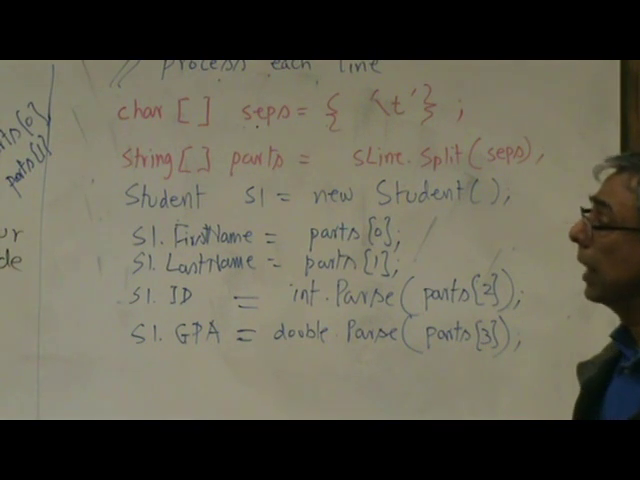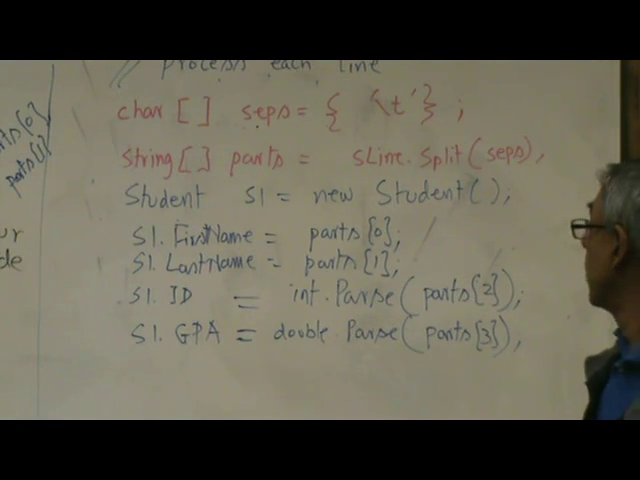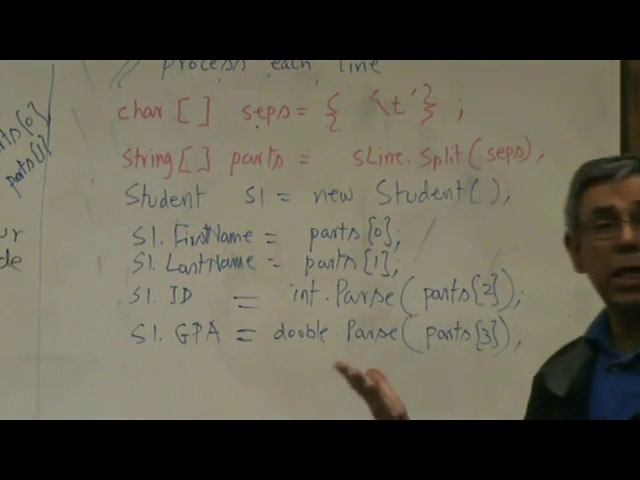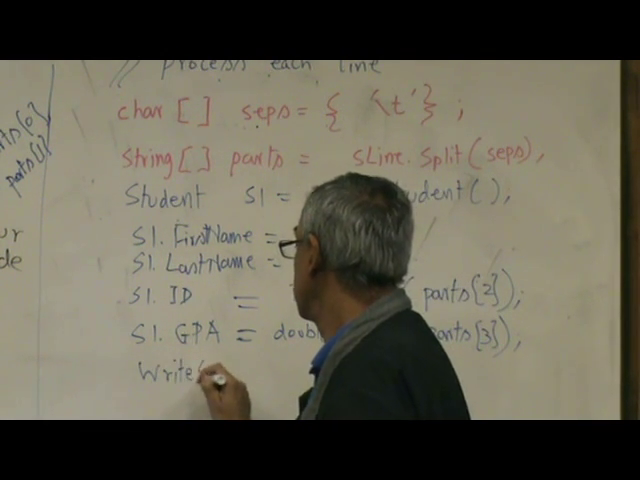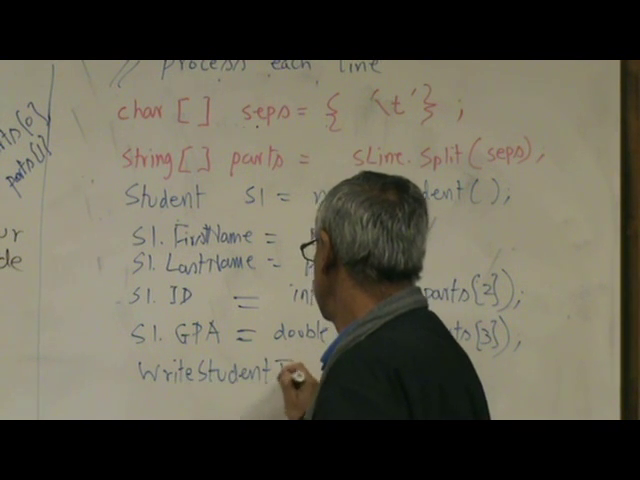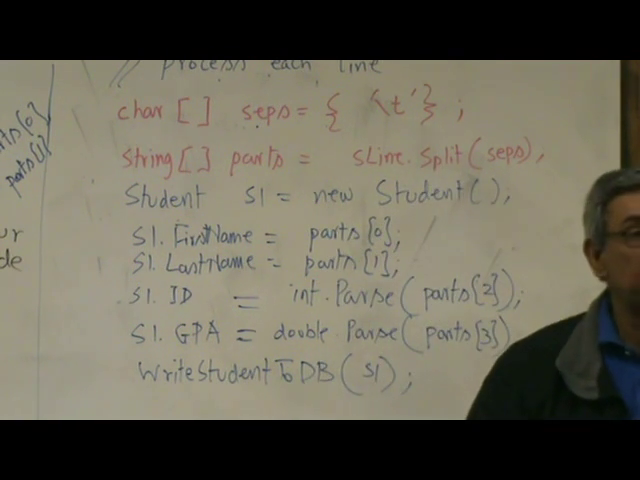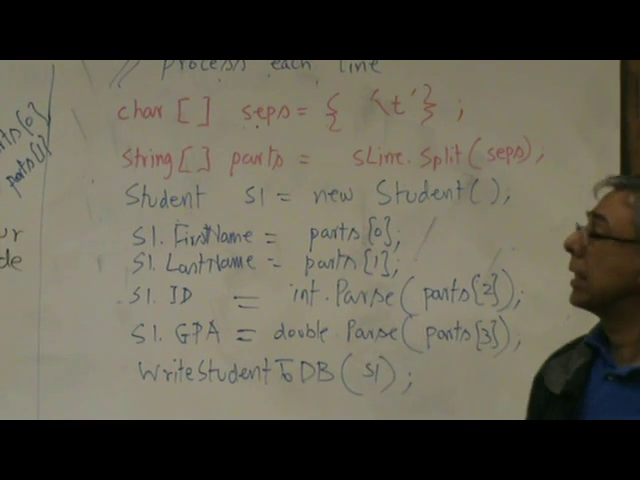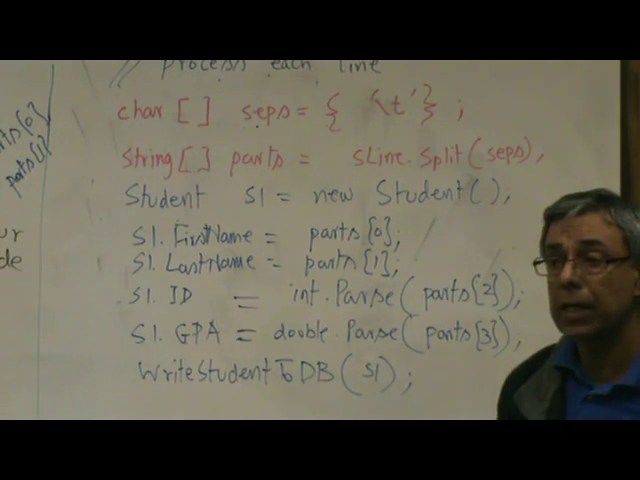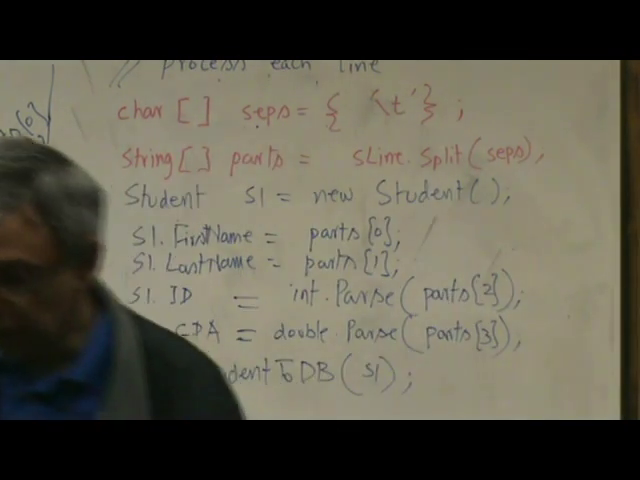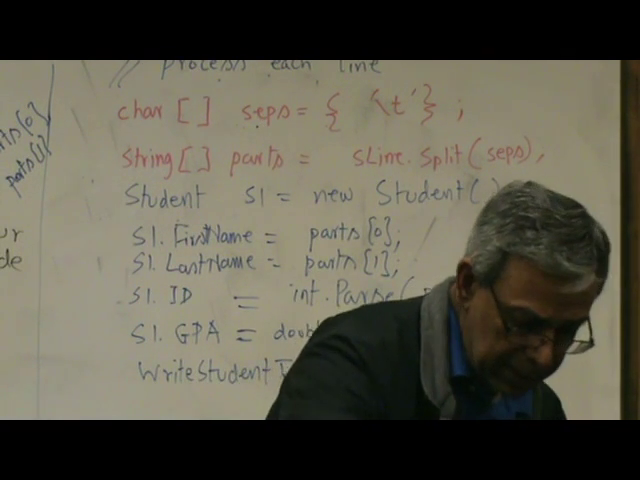Okay, so once we have extracted all the columns from our text file and populated the student object, then all we have to do is call a method, let's say WriteStudentToDatabase, and pass it s1. And now you can write this method, which will basically start composing the SQL and write it to the database, right? So let me go to the computer, quickly create an example like this and show you how straightforward it is.